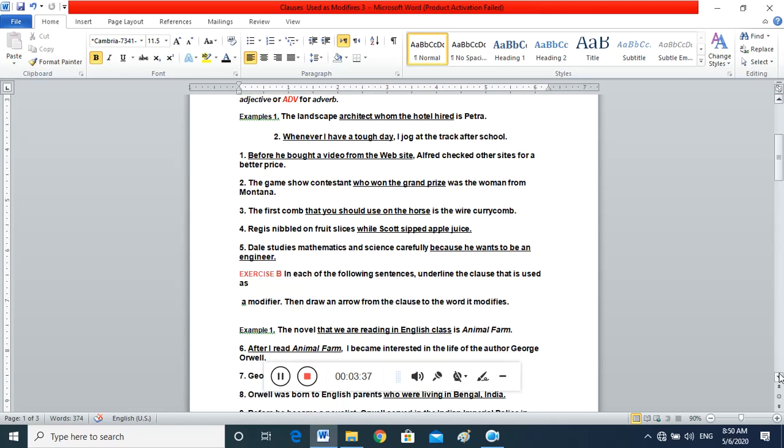Number 1. Before he bought a video from the website, Alfred checked other sites for a better price. Here we have the clause before he bought a video from the website. And this clause describes the verb checked. Yes. So it acts as an adverb.